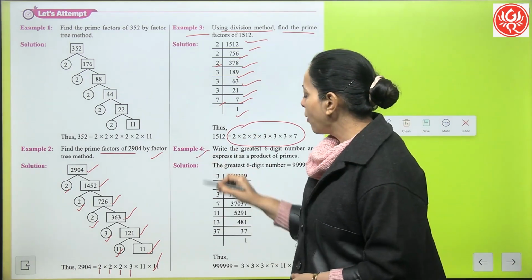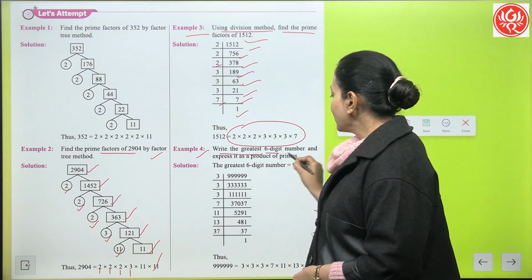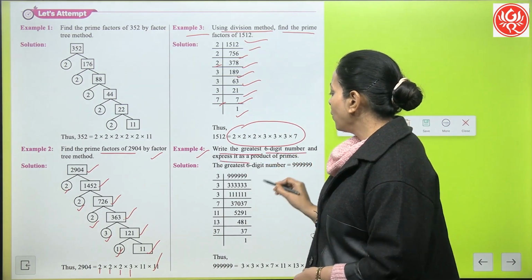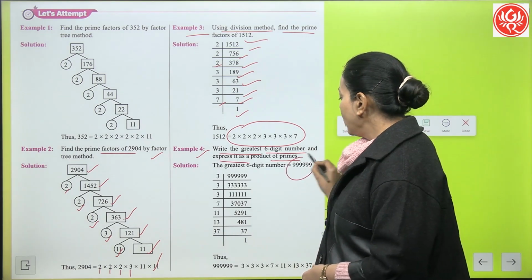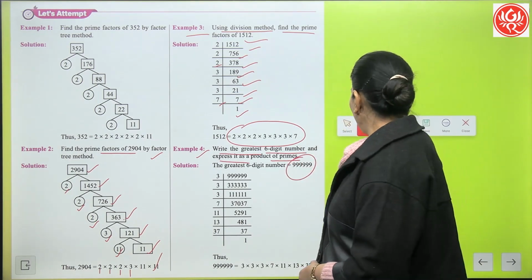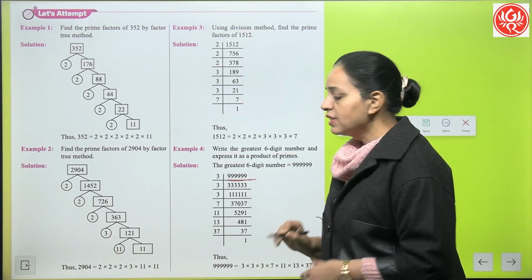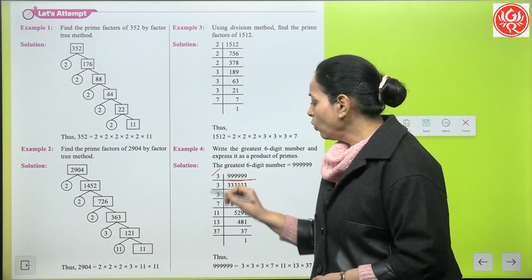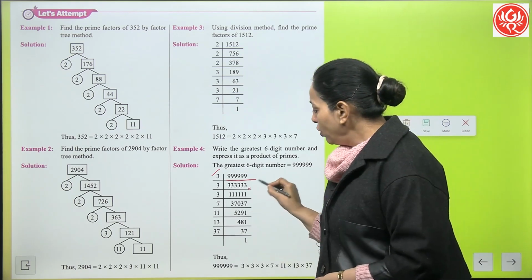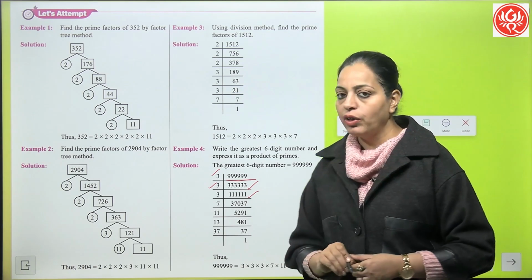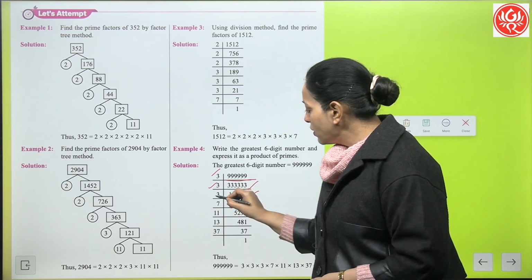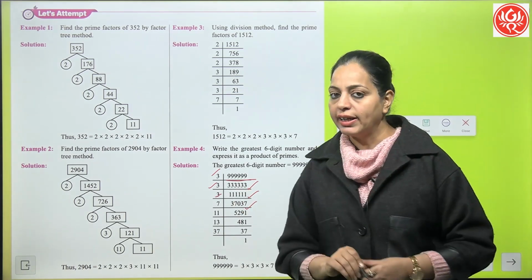Okay. Now example 4. Write the greatest 6-digit number and express it as a product of primes. So first of all write the greatest 6-digit number, you know very well, 6 times 9. So now it is divisible by 3. We will divide by 3. Then again divisible by 3. Now we are getting this. Now again divisible by 3. So you will get this.